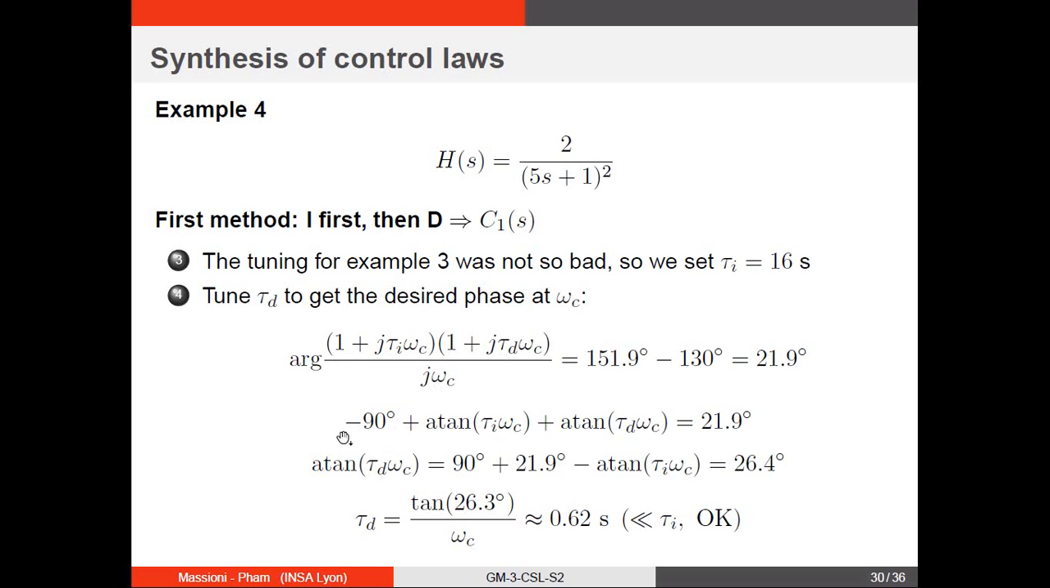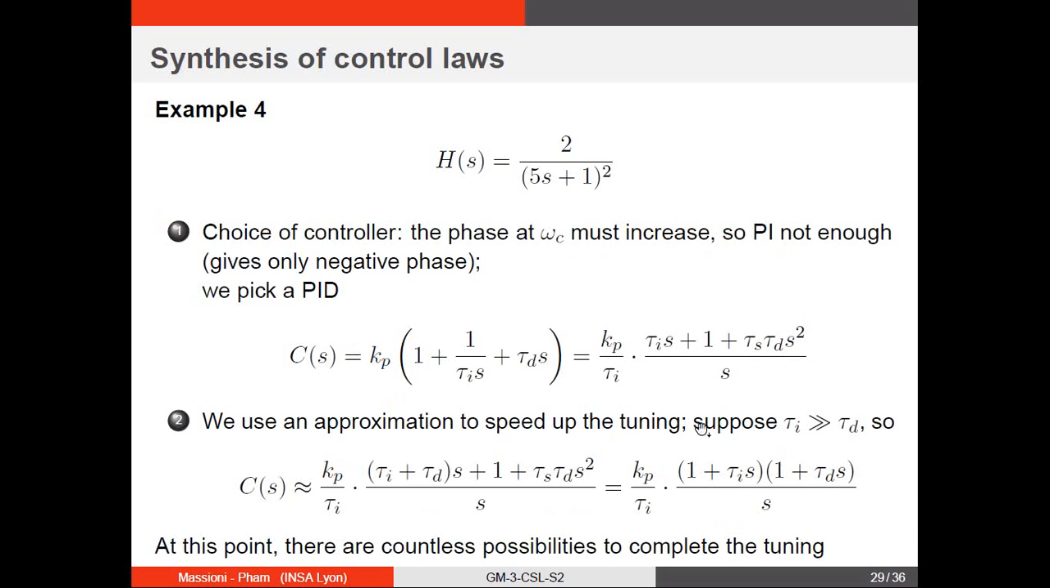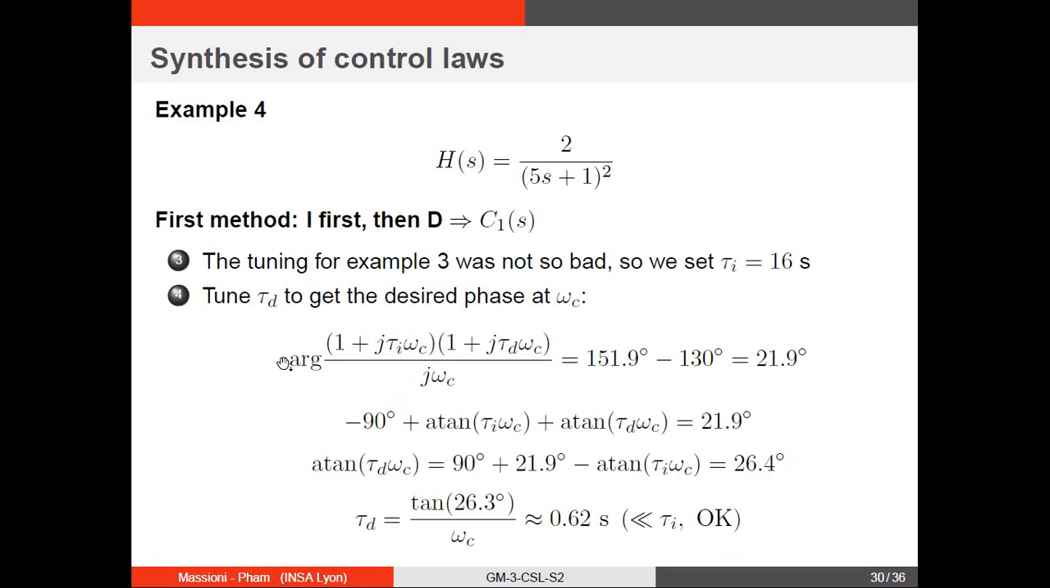If tau D is unknown, you can just factorize, collect all the terms on the right-hand side, then take the tangent, and you get tau D. And you see, as we said, tau D is more than tau I, which is the hypothesis we made in order to get the simplified equation. I'm using the simplified equation here for computing the phase, so that's fine.